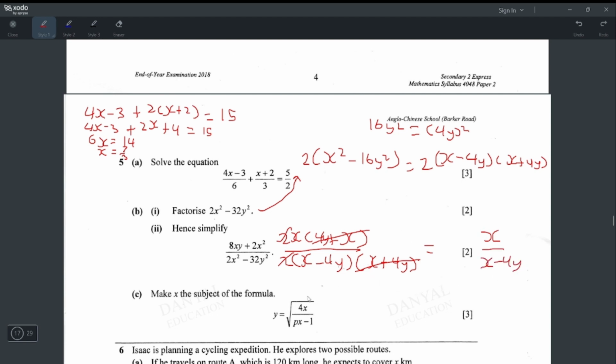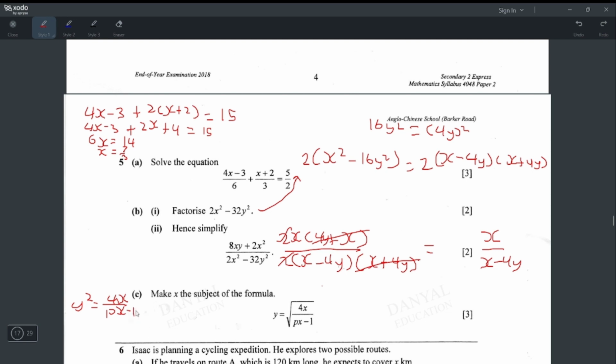And the last question, which is arguably the hardest, is a very common question, which is changing the subject of the formula. The subject of the formula means the variable on the left side, which is alone, that does not have any coefficient, only itself. So firstly, I want to remove the square root right here. And to do that, I need to square both sides. So y squared is equal to 4x over px minus 1.